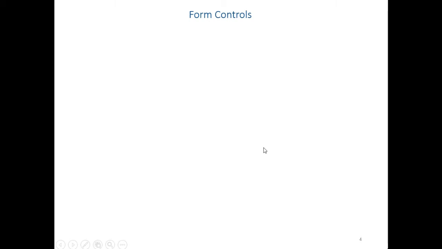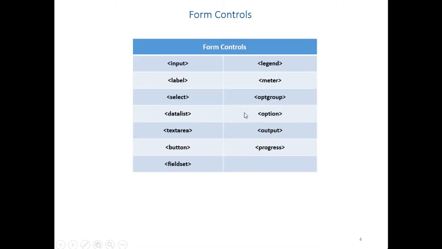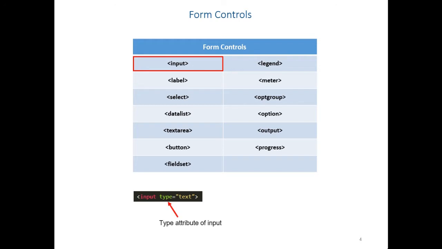So for the form element there are different types of form controls that you can use to collect the data by using HTML form. So here is the list below of form controls which are mostly used, and one of the most used form elements is the input element. So in this video, we will talk about the input field and its type attribute and what are the possible values for this type attribute.